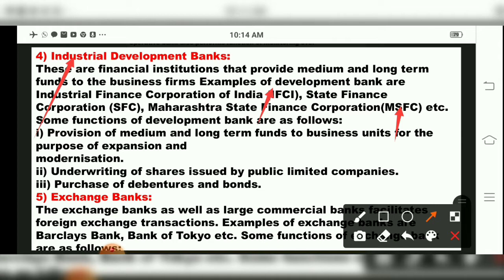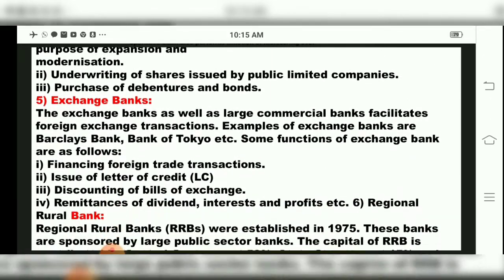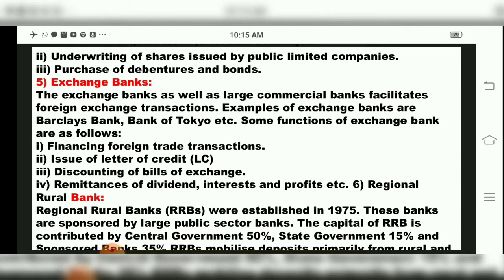Now we come to the next bank, that is Exchange Bank, the fifth one. So Exchange Banks as well as large commercial banks facilitate, what do they do? They help in foreign exchange transactions, children. Examples of exchange banks given here are Barclays Bank, Bank of Tokyo, etc. So exchange bank means you can exchange foreign currency here, children. Say rupee converted into dollar or rupee converted into dinar, like that. So foreign exchange transactions will be done in this bank. Which bank, children? Exchange Bank.